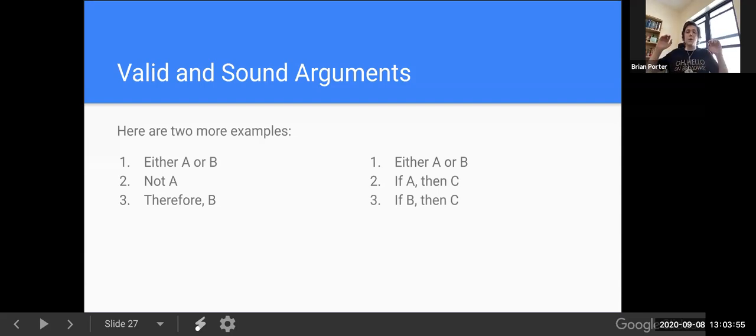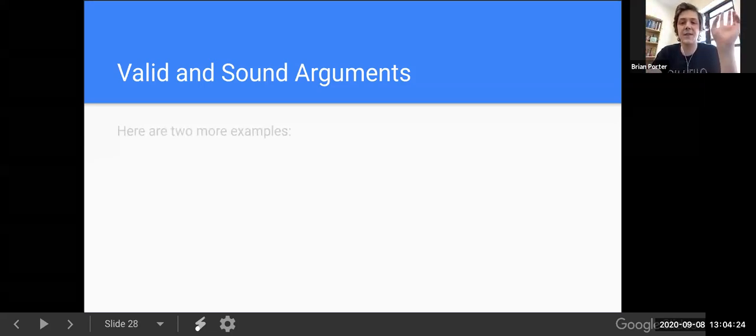So premise one says either A is true or B is true. One of those must be true. Premise two says if A is true, then C is true. Premise three says if B is true, then C is true. So therefore, we can safely conclude that C, because we know there are two options, A or B. And on either option, C is going to be true. So therefore, C must be true. That's a valid argument form. So let's look at some specific cases.